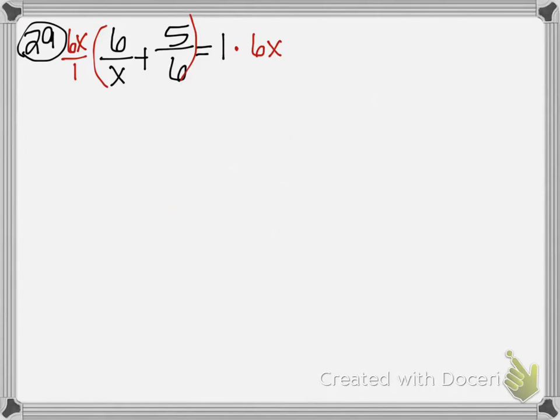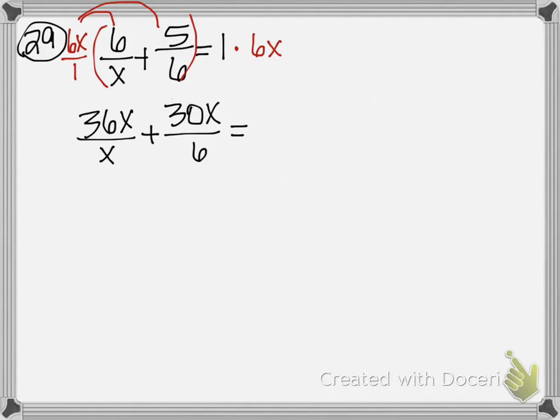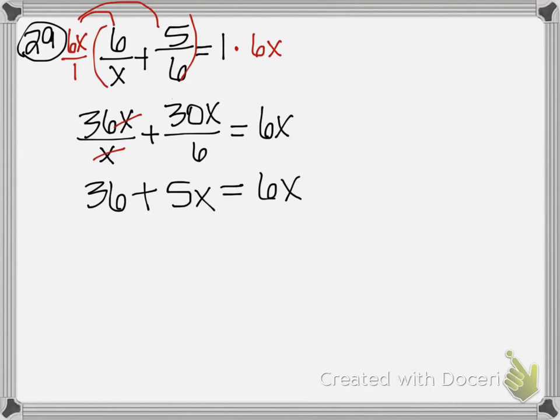Now when I do that, on the left, I'm going to have to distribute. When I distribute, 6x times 6 is 36x, and we still have over x. When I distribute to the 5/6, 6x times 5 would be 30x over 6 equals 1 times 6x, which is 6x. Now I can simplify each one of my new fractions. I see that my x's will cancel. So I'm left with just 36, so I cleared that fraction. 30 over 6 is 5, so that fraction's gone. And now all of my fractions have been cleared.